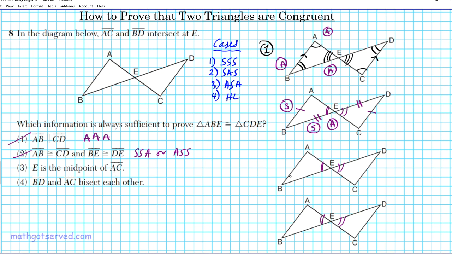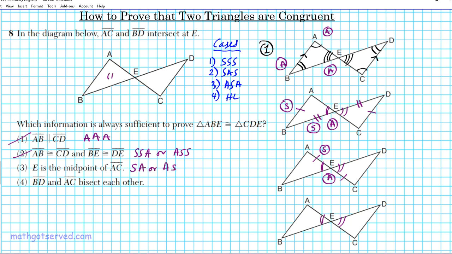Option 3, E is the midpoint of AC. If E is the midpoint of AC, that means that E is going to be at the center, kind of like a point that bisects this segment. So this side right here, AE will be congruent to EC by definition of midpoint. Alrighty? So since these two sides are congruent, we have side, and since these two angles are congruent, we have angle. Okay? So in this particular case, we have SA or AS.